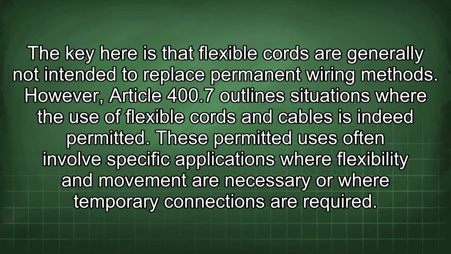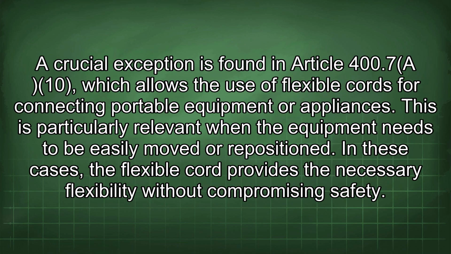However, Article 400.7 outlines situations where the use of flexible cords and cables is indeed permitted. These permitted uses often involve specific applications where flexibility and movement are necessary, or where temporary connections are required. A crucial exception is found in Article 400.7, which allows the use of flexible cords for connecting portable equipment or appliances. This is particularly relevant when the equipment needs to be easily moved or repositioned. In these cases, the flexible cord provides the necessary flexibility without compromising safety.